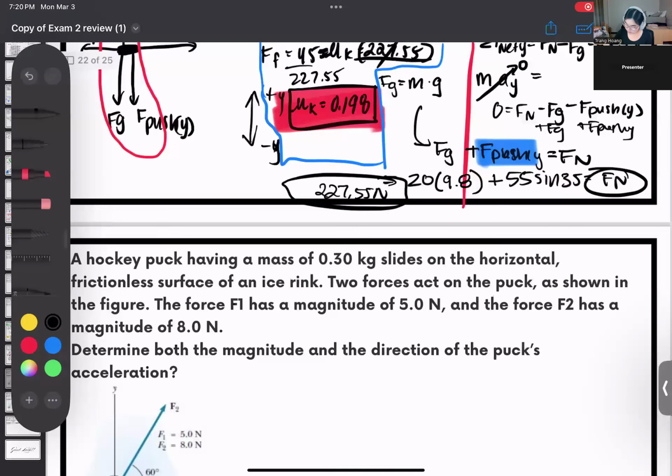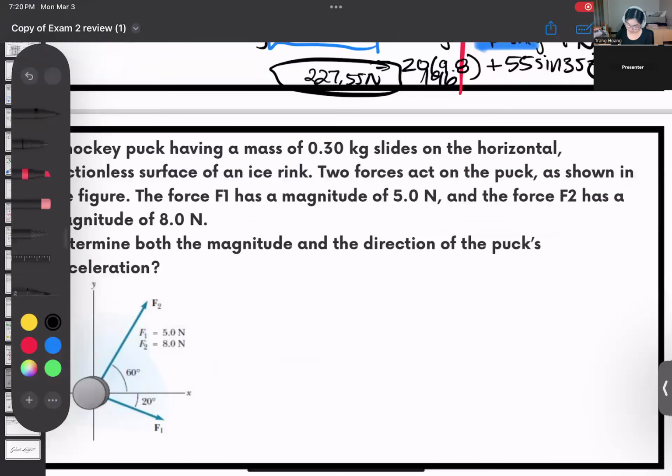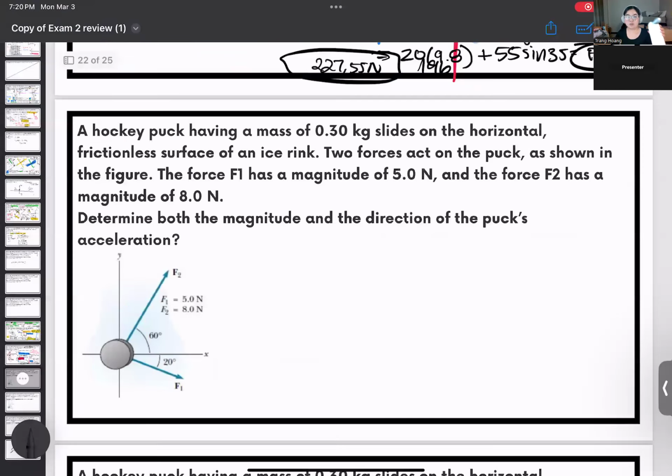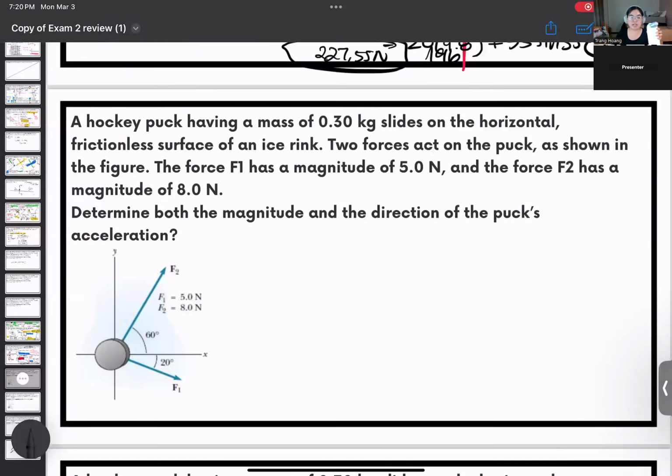It's 196-ish. So the last one's complicated. It's kind of a combination of what you learned in chapter 3, but now we're also adding in forces as well.